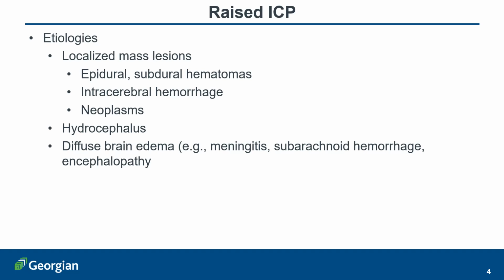That would be hydrocephalus. So an increase in CSF beyond the normal amount is termed hydrocephalus, and that's going to increase ICP. Lastly, we have diffuse brain edema. If you have edema that is widespread, for example, during the course of severe bacterial meningitis or inflammation caused by a subarachnoid hemorrhage or encephalopathy, then that's going to increase the water content in the brain, and consequently it's going to increase ICP.